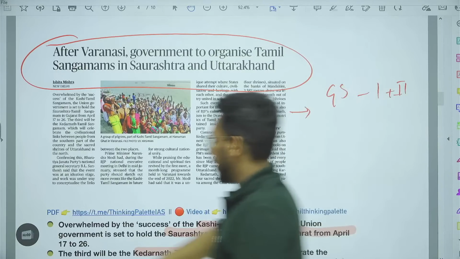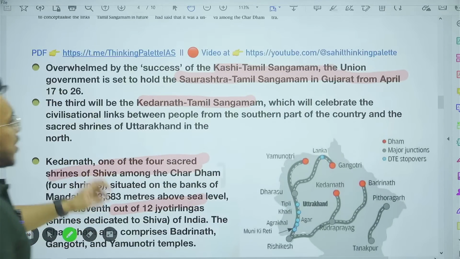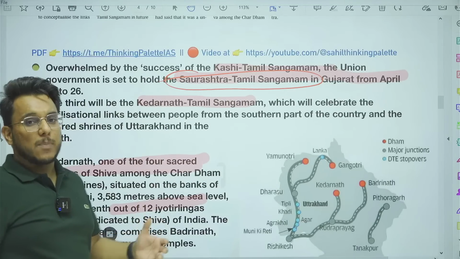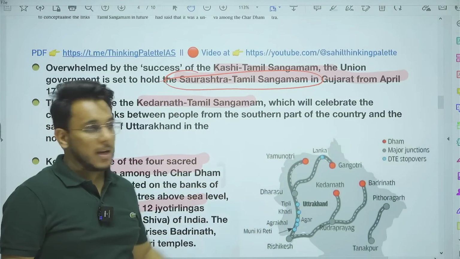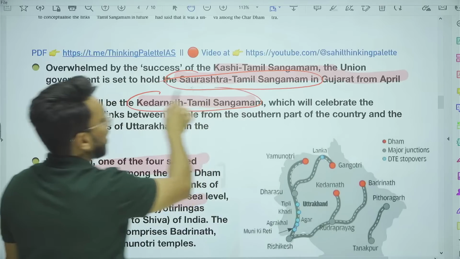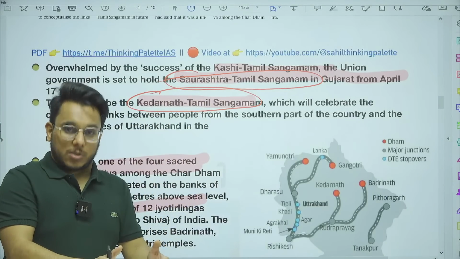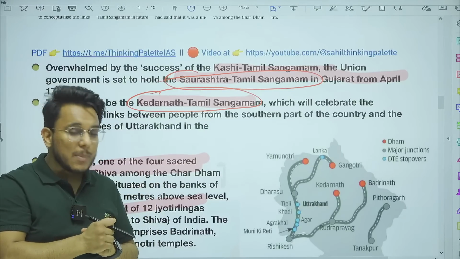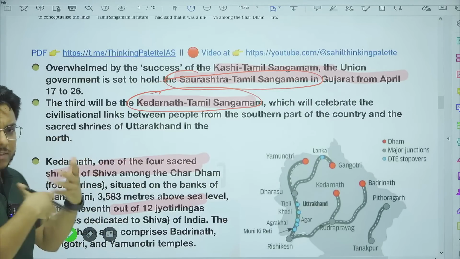Now what is the government planning? First of all, the Saurashtra Tamil Samagam will be organized, where people from Chennai or Tamil Nadu will go to Gujarat, and people from Gujarat will go to Tamil Nadu. After the Saurashtra Tamil Samagam, there is the Kedarnath Tamil Samagam that will also be observed. In it, people from Tamil Nadu will visit Uttarakhand and get to know about the spiritual heritage of Uttarakhand. So this is something the government is going to plan.